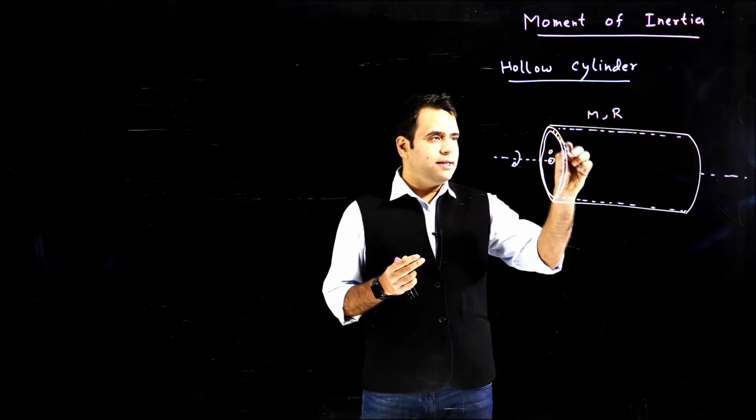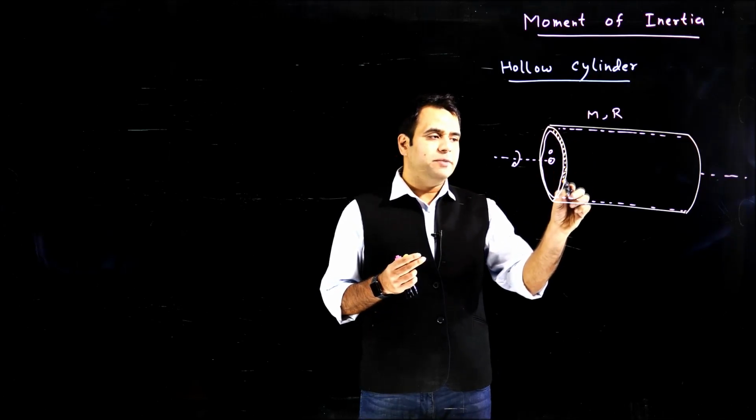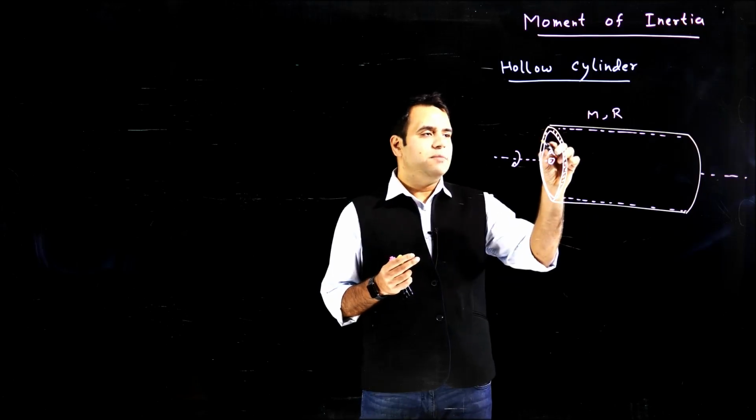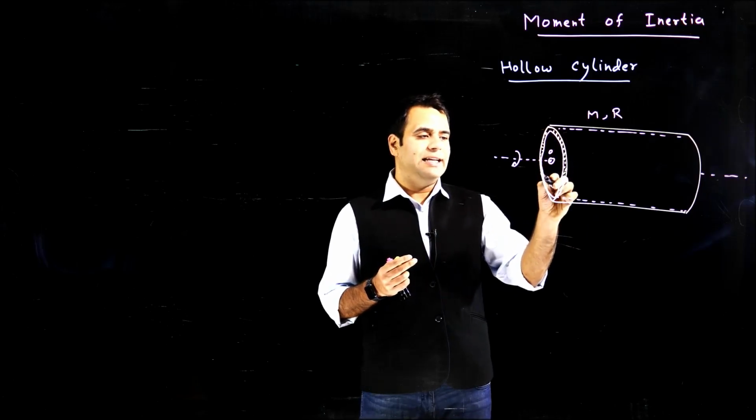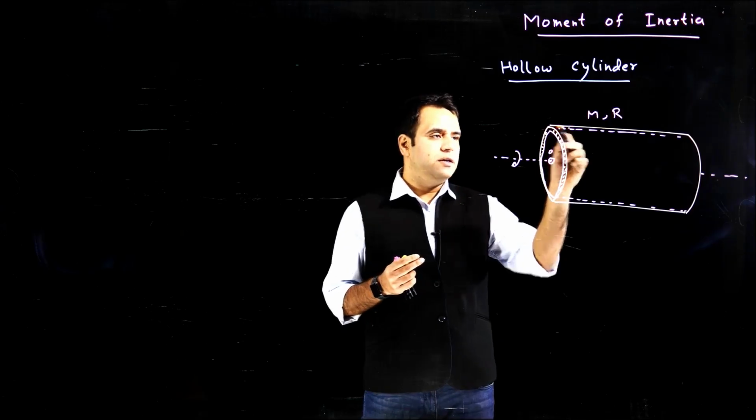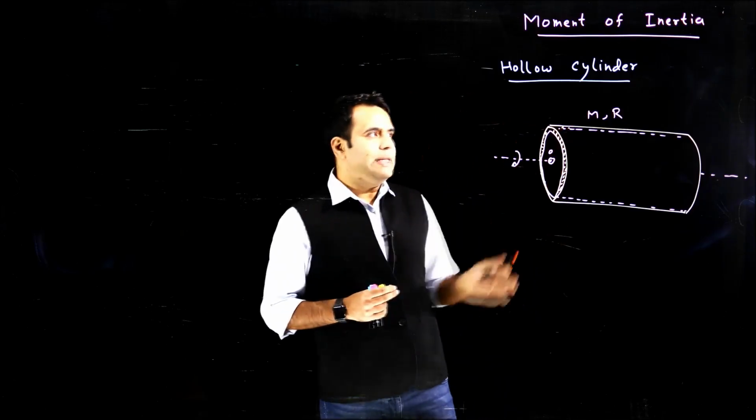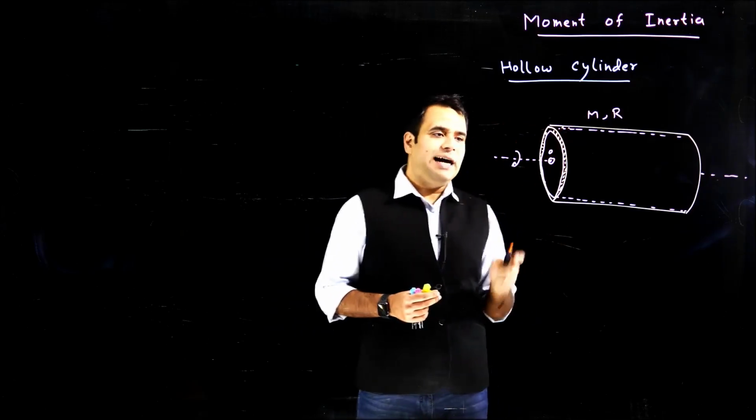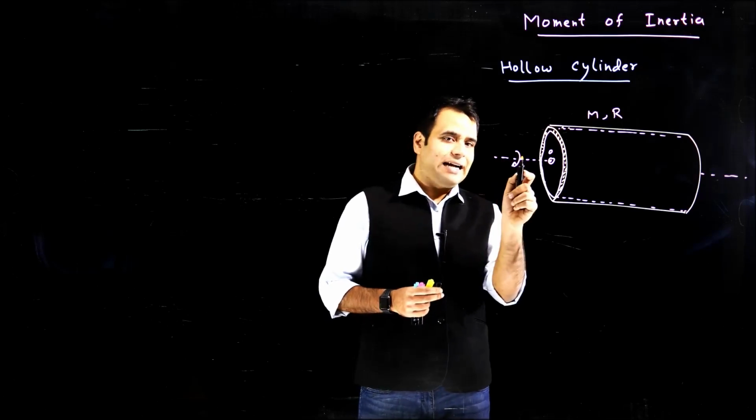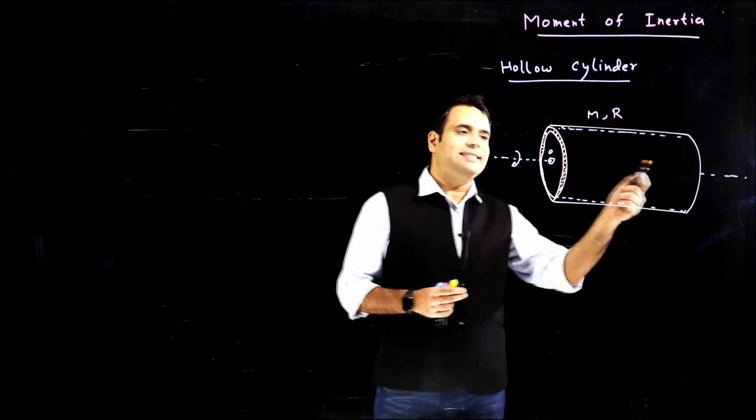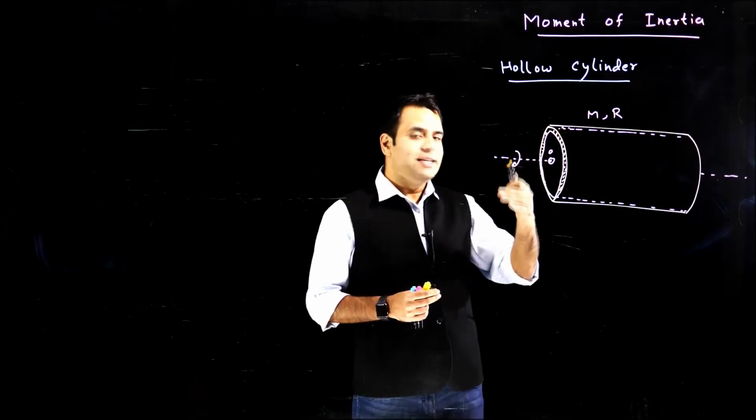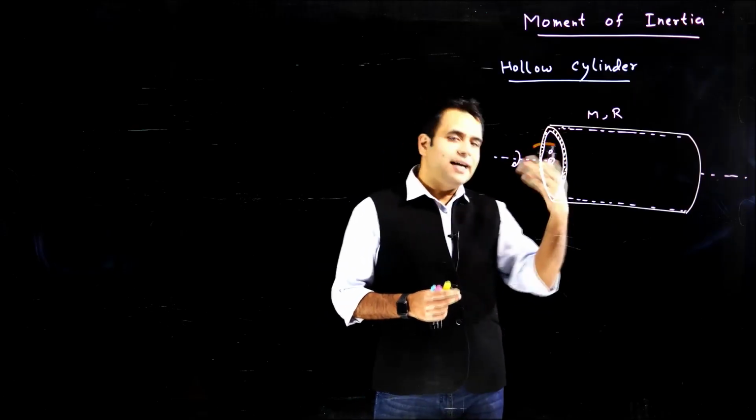So the cylinder is having this, which is of negligible thickness basically. We have just shown it here, but the thickness of this cylinder is negligible. So we want to calculate the moment of inertia for this hollow cylinder about this axis. You see, this axis is passing through the axis of the hollow cylinder, so this axis and the axis of the hollow cylinder are the same.